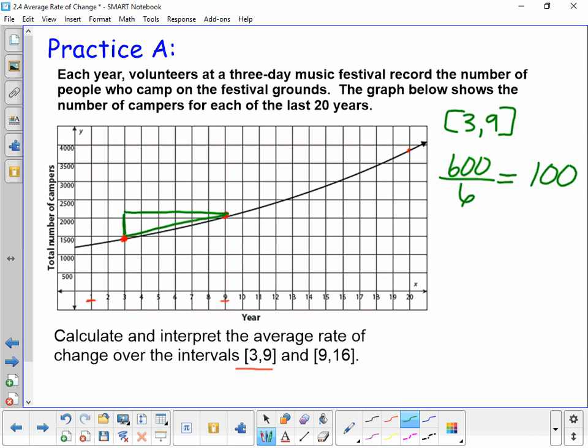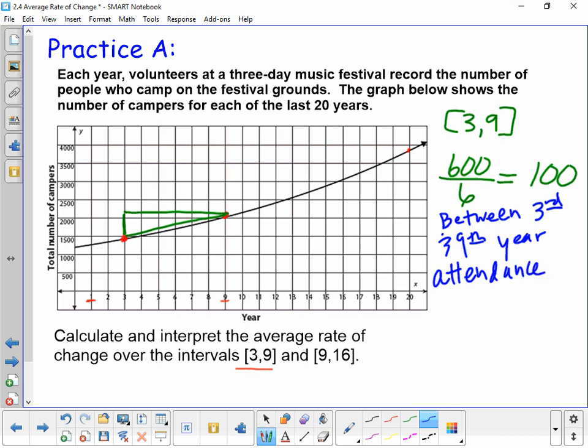So in terms of this music festival, what that means is that between the 3rd and the 9th year, on average, about 100 more people attended each year, or that the attendance increased by an average of 100 per year. I can't fit that word here. Increased, sorry.